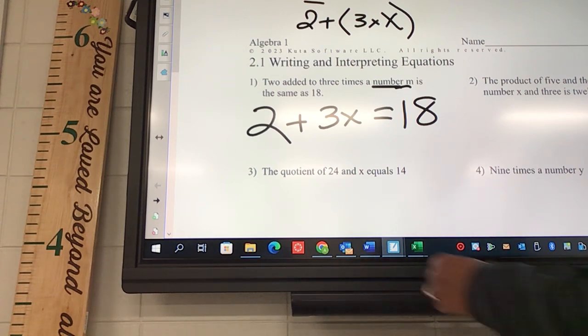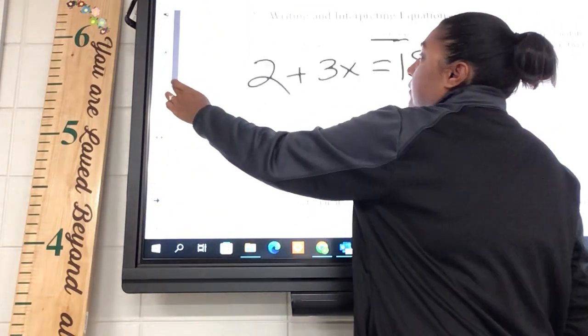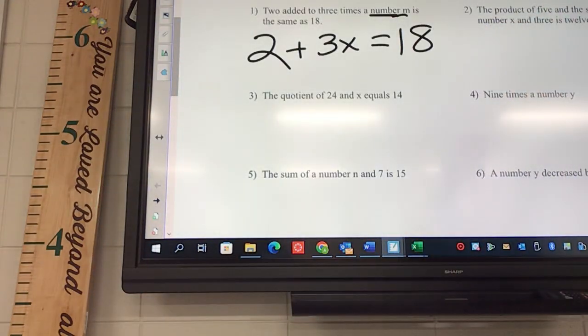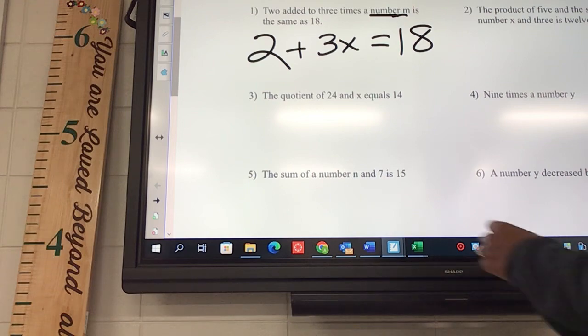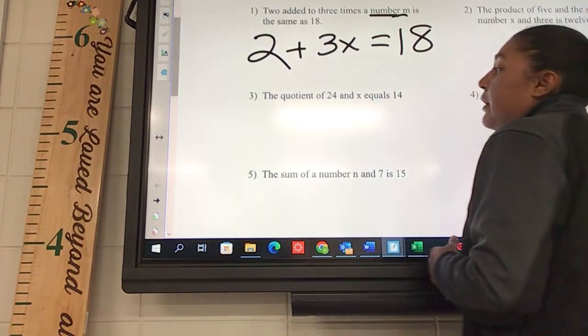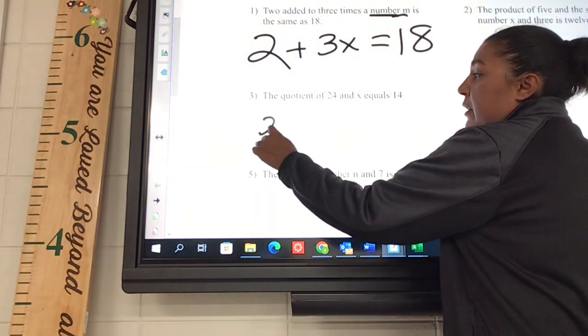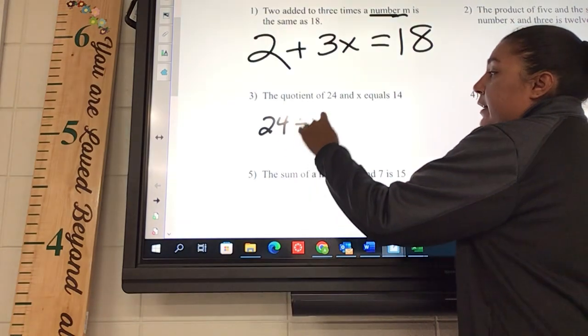Okay, look at number 3. The quotient, what does quotient mean? Yeah, there's some up here. What does quotient mean? Plus, minus, multiplication, division. It means division. Okay, so we know we're going to have a division. Okay, so the quotient of 24 and x, okay, that means 24 divided by x.